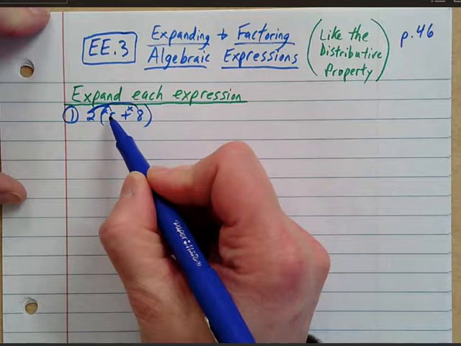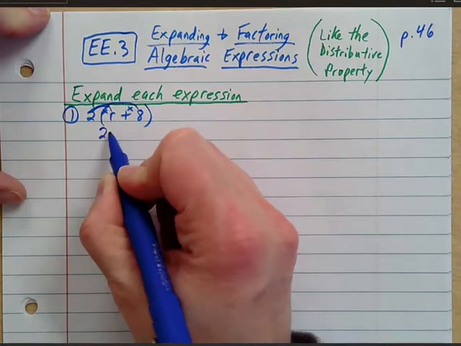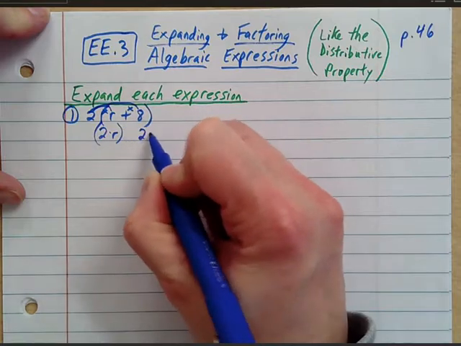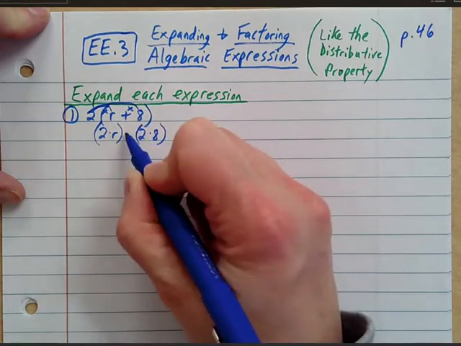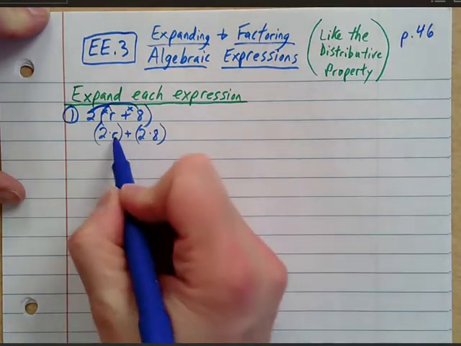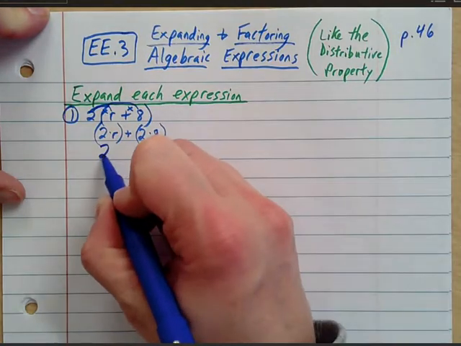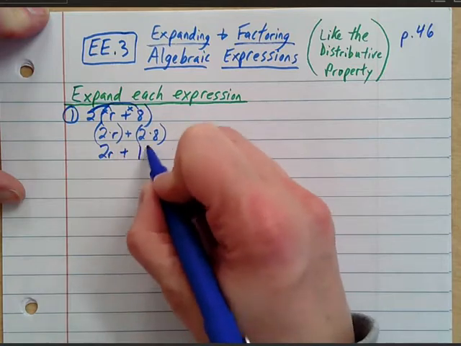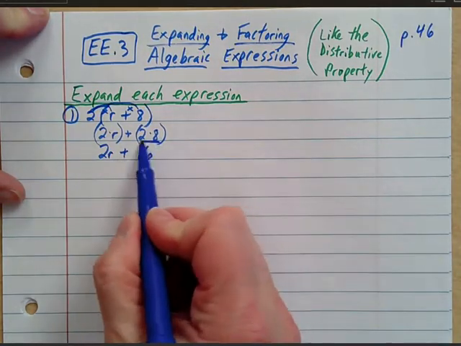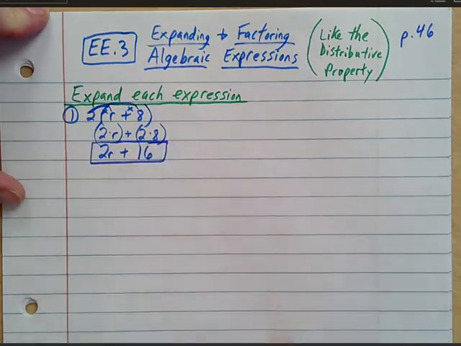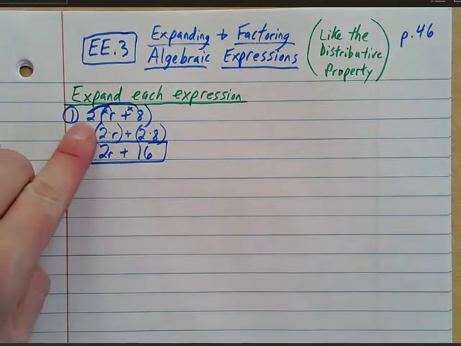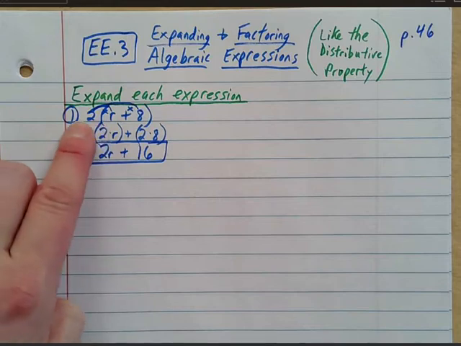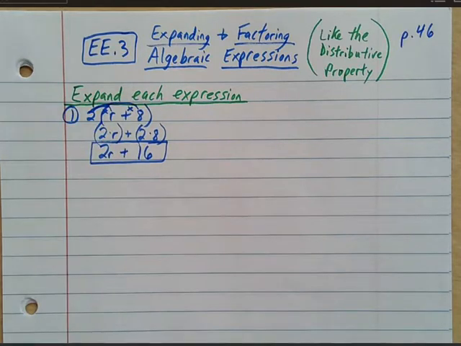So 2 times r looks like 2 times r if you were to write it like this, and then 2 times 8, and then the plus is in between them. So 2 times r, to simplify that, you can just put it together as 2r, and then you have a plus, and then 2 times 8 you can go ahead and say is 16. And that is how you expand the expression so that it looks like that. Basically, the 2 was next to parentheses. You needed to multiply. You needed to distribute the 2 to both of them inside.